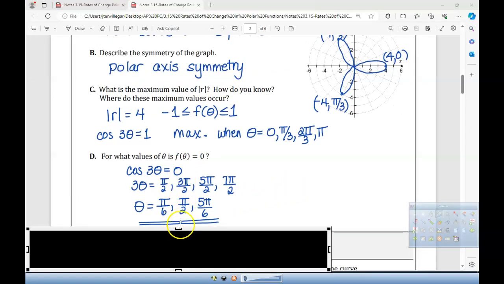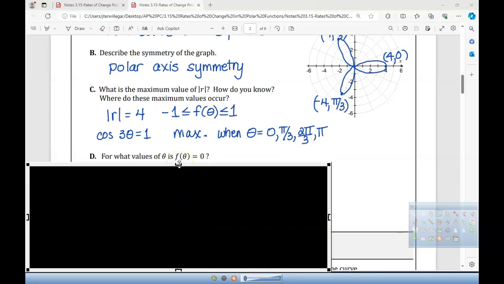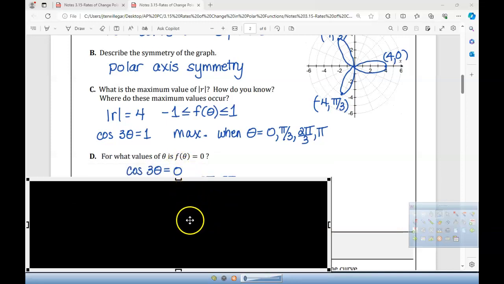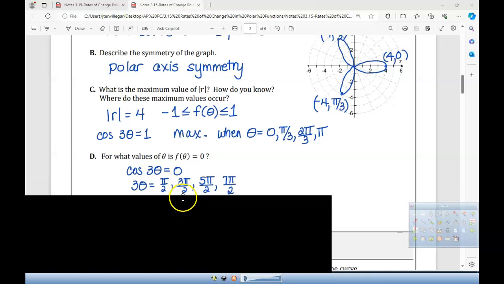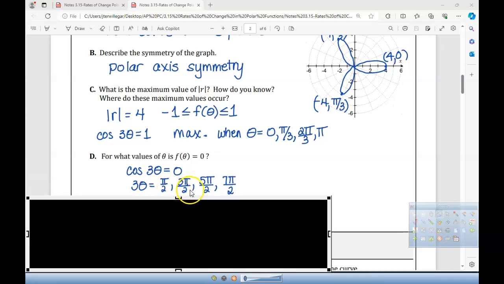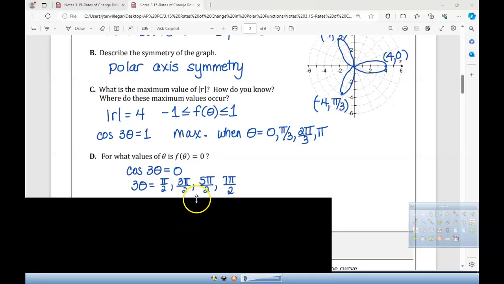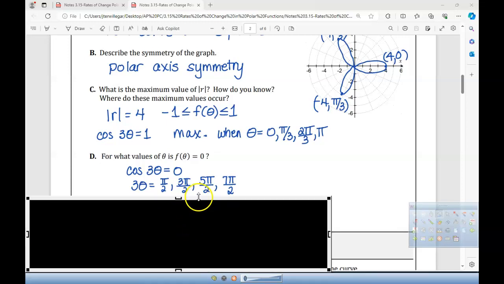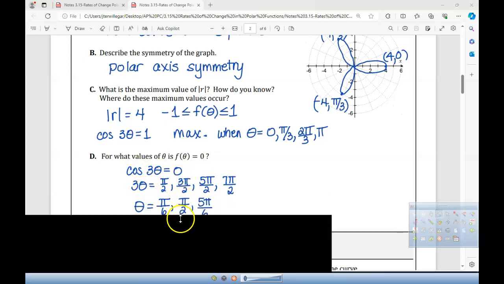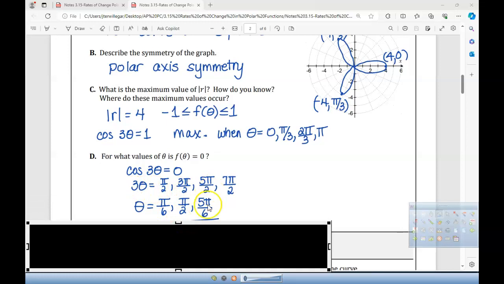Now, what values of theta does f of theta equal 0? Well, you just set your equation equal to 0. When is cosine 0? Well, cosine is 0 at pi over 2, 3 pi over 2, 5 pi over 2, 7 pi over 2. But now I have to get rid of some of those. I'm sorry. I found when cosine is 0, and now I'm going to divide them by 3, because it's 3 theta equals that.